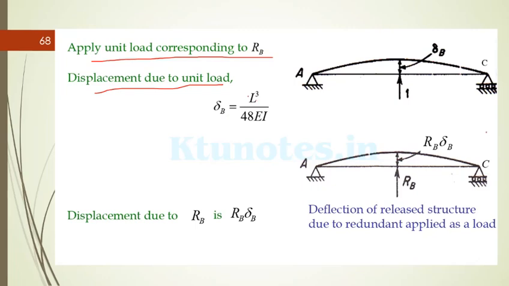Applying a unit force 1, the displacement due to the unit load, small delta B, is actually PL cubed by 48 EI for a simply supported beam with a load P. For P equal to 1, it is L cubed by 48 EI. The displacement due to RB is RB into small delta B, force into the deflection. Hence, the deflection of the released structure due to the redundant applied as a load.